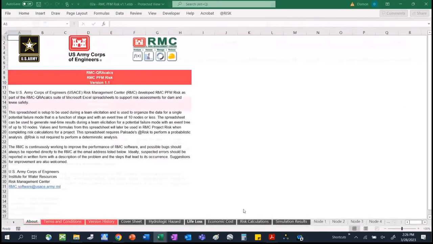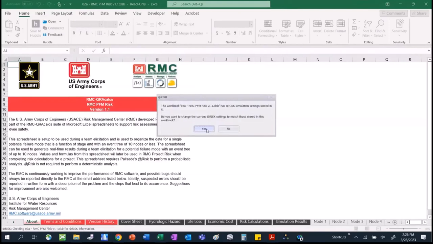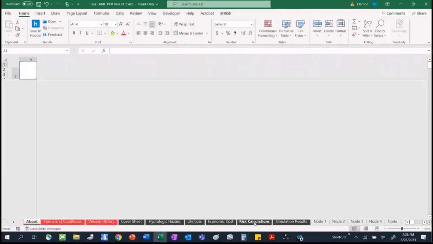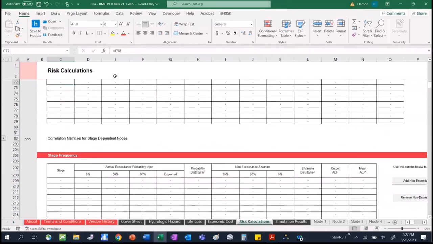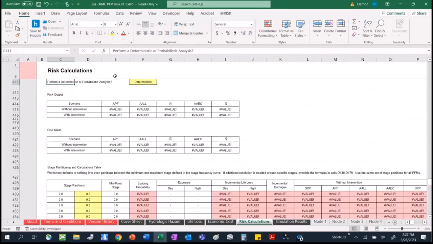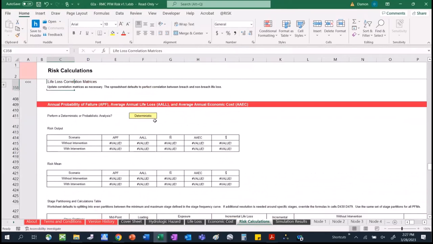So when you're doing things in this calculation, as you're punching stuff in, down here at the bottom, right before you get into the output and mean values, as a default, I think it's set for deterministic. We can choose between the two. So if you don't have @RISK, you'll be able to use the spreadsheet deterministically without any trouble. So if you tried to use the free trial or if it expired or you just can't get it, the deterministic route's there for you.